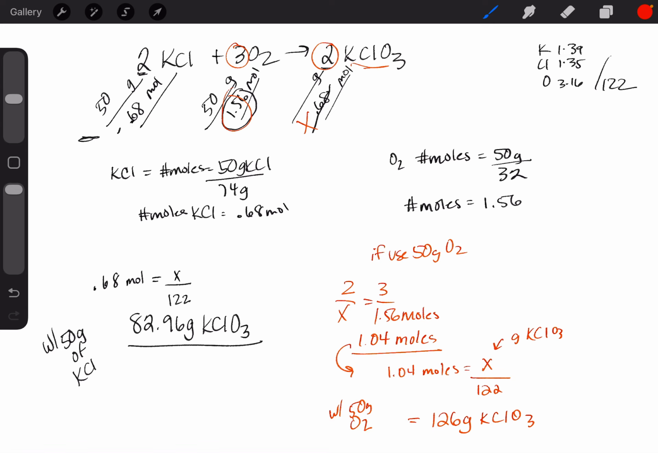Okay. So that's how you would solve that. And then you would look back up through and you would figure out which one is your limiting. Your lesser one would be your limiting one. Okay.